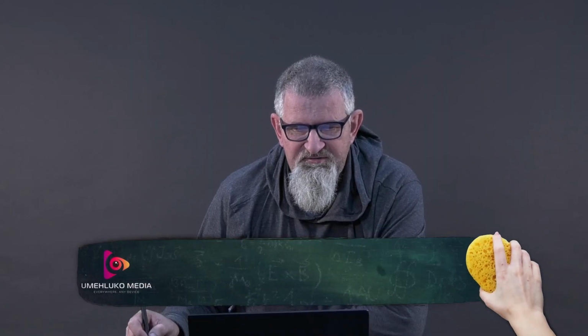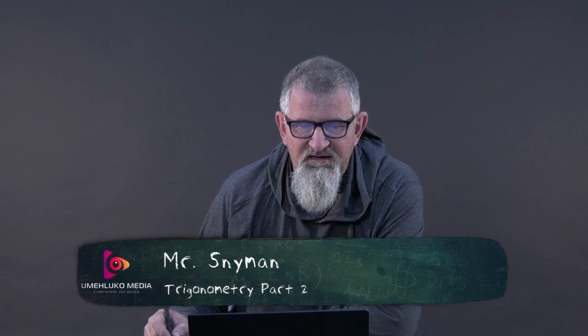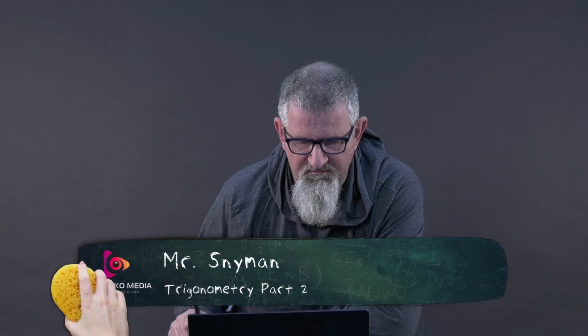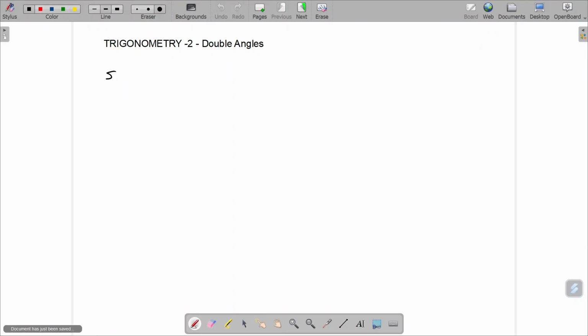We are now today looking at the second video in the trigonometry chapter, and today we'll be looking at double angles. So again, what we know from previous work is that sine of A plus B is equal to sine of A times cos B plus cos of A times sine of B.